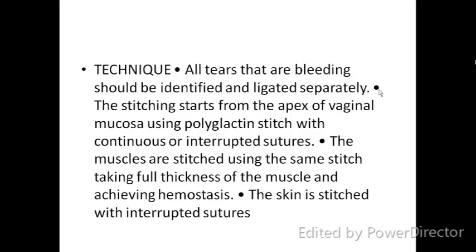Technique: all tears that are bleeding should be identified and ligated separately. Before repairing the perineal tear, you have to check the lateral vaginal wall for any other lacerations. If there are, then you have to ligate and suture them properly. The stitching starts from the apex of the vaginal mucosa using vicryl, with continuous or interrupted stitches. The muscles are stitched the same way, taking full thickness of muscle and achieving hemostasis.